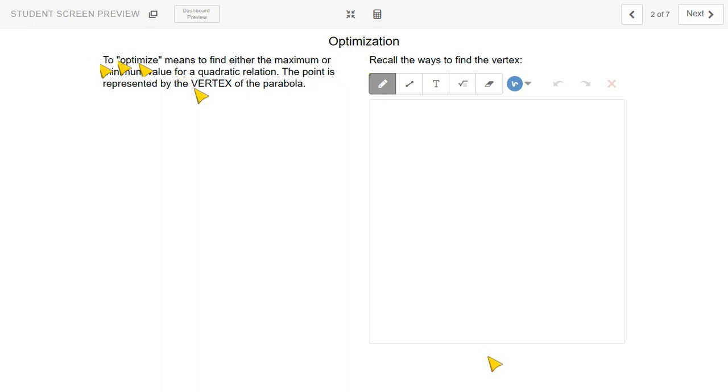Optimization. To optimize means to either find the maximum or the minimum value of a quadratic relation. So the point that you're looking for is the vertex of a parabola. Now, let's just recall the ways to go back to vertex form to find the vertex.